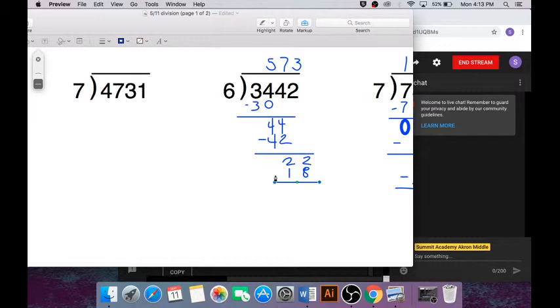And 22 minus 18, it's going to give us 4. So we don't have any other numbers to bring down. So this is going to be remainder 4. So our answer is 573, remainder 4.